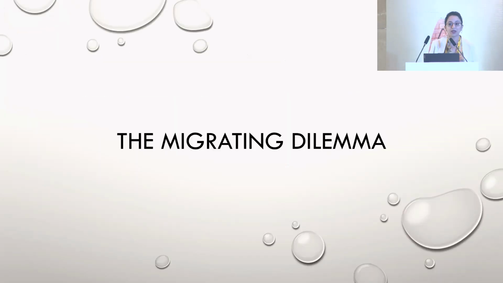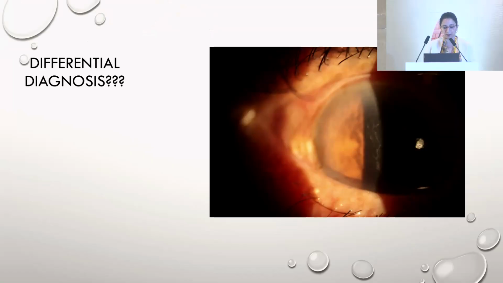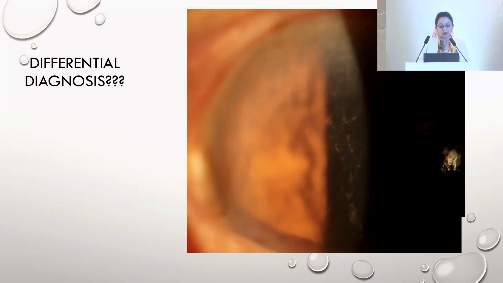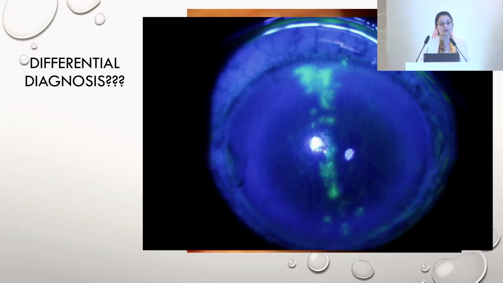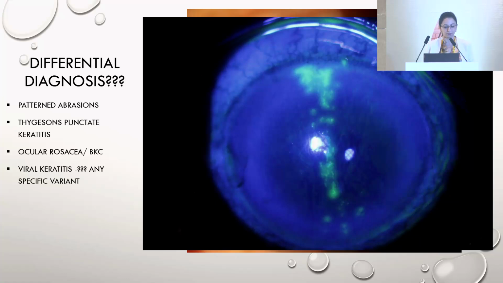Now, next is a very interesting case of the migrating dilemma. So these are the lesions. You can see there is a pattern, a better picture, and this is the fluorescein picture. Any diagnosis which is in your head? What could it be? Pseudodendrite. Patterned abrasions, it could be thygeson punctate, ocular rosacea, or viral keratitis.